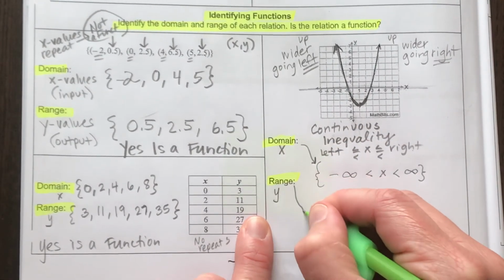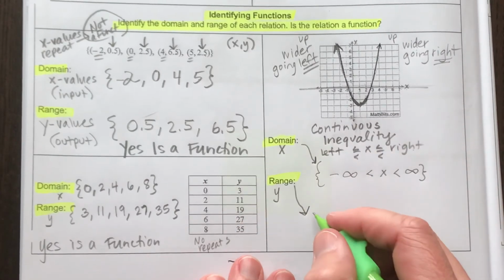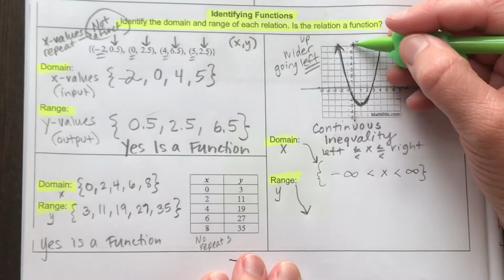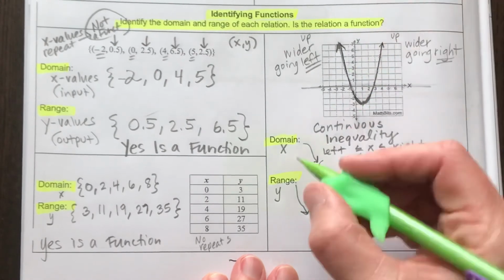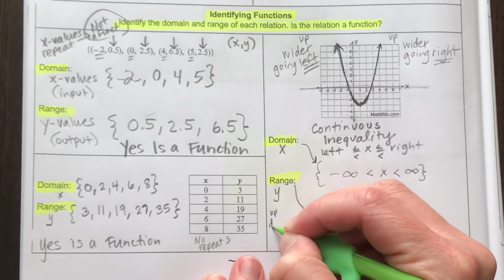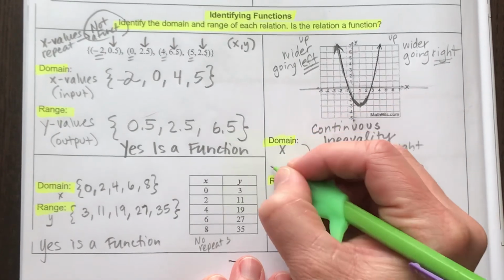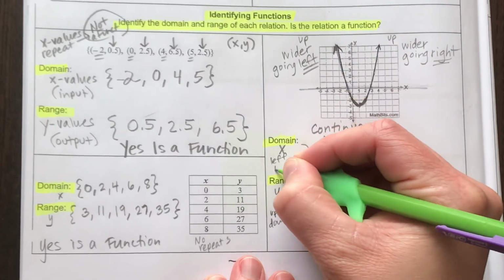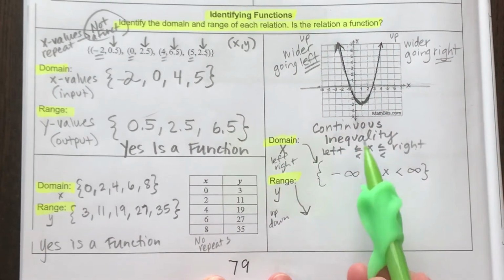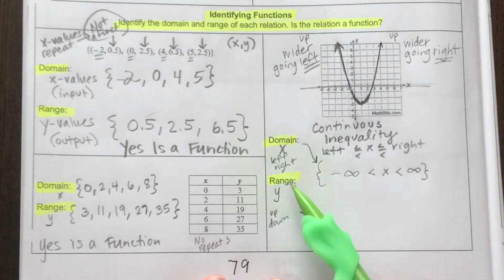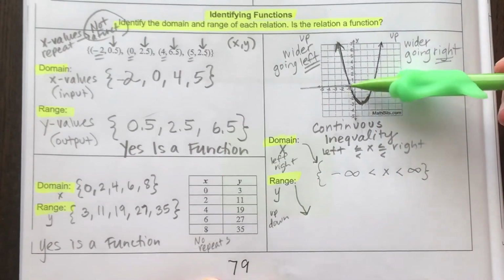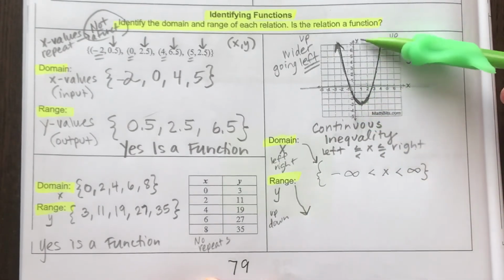Now, the range would be for your output values. And your output values, your y-axis goes up and down, versus your x-axis goes, look at your x-axis here, it goes left and right. So that's why we want to talk about left to right with our domain, but range you want to talk about going low to high here, because your y-axis goes low and it goes high.